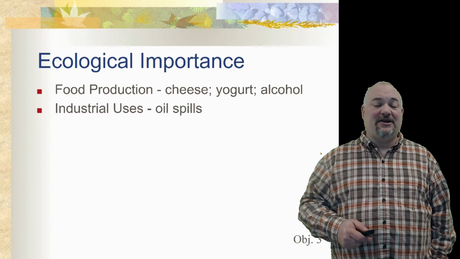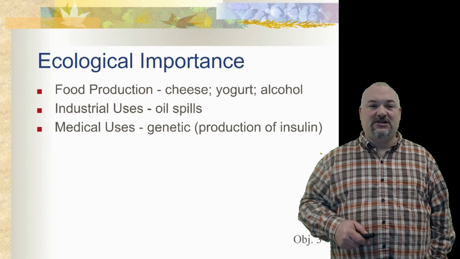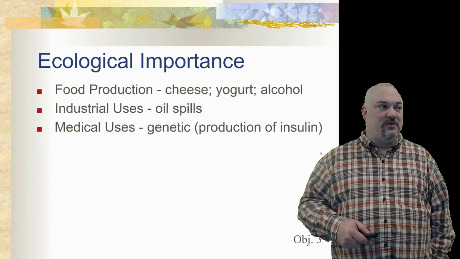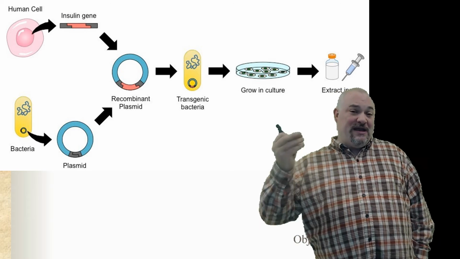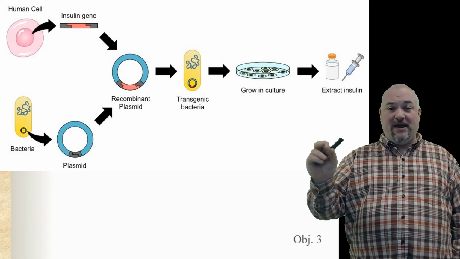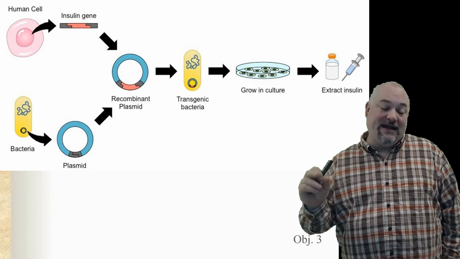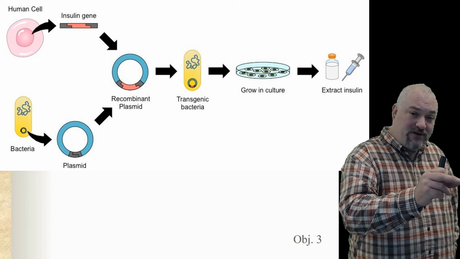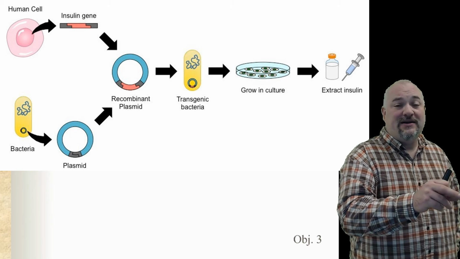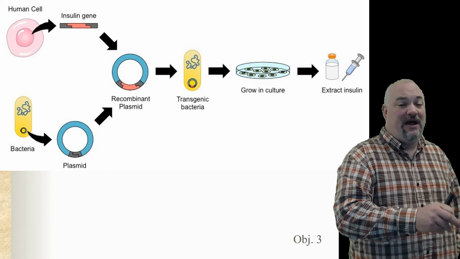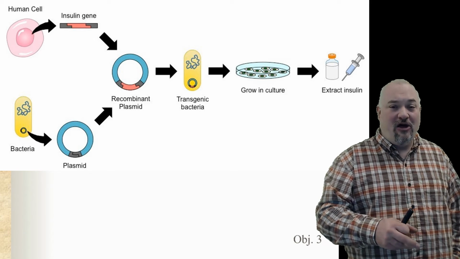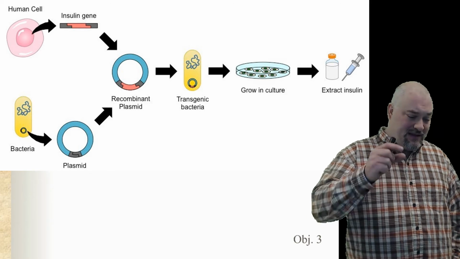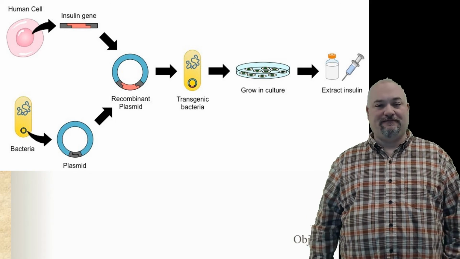Okay? Industrial uses, we can use them to help clean up oil spills. Medical uses, we can actually get them to make insulin. We can actually insert a human insulin gene, the gene that codes for making our protein insulin. We can insert that gene for that protein into a bacteria, and now that bacteria sitting in a vat is just pumping out human insulin, real human insulin. Okay, not an analog, not some chemical in a lab. It's made our insulin for us.